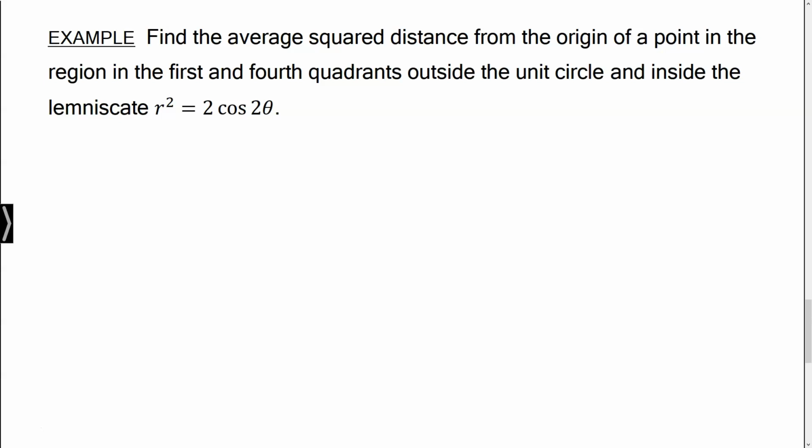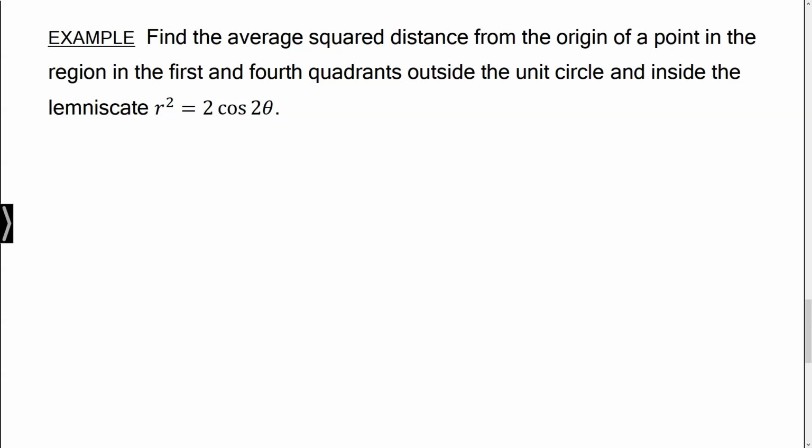So we need to stop and think about a few things here. First of all, average squared distance. We need to know how to interpret that. The distance from the origin in polar coordinates would be r. So they want the squared distance from the origin, so that's going to be r squared. That's suggesting we're going to integrate r squared over this region. But it says average, so they want the average value of the squared distance. So it's not just going to be the double integral of r squared. We're going to have to divide that by the area of the region.